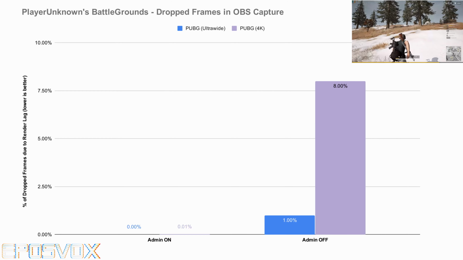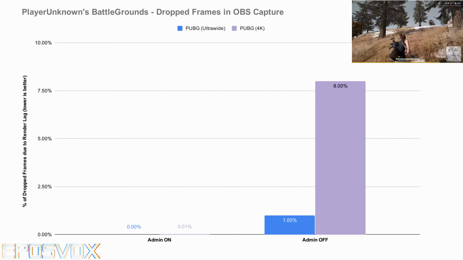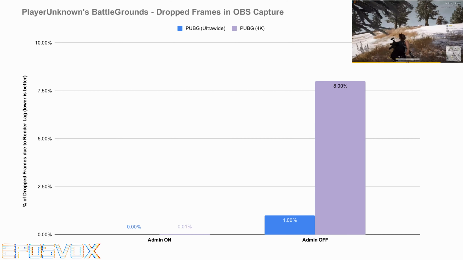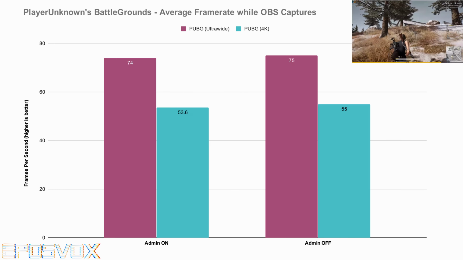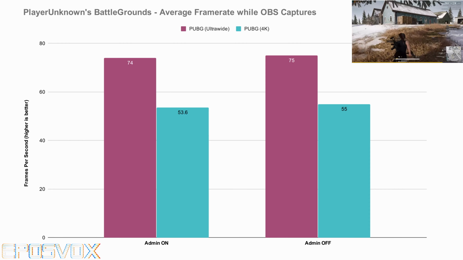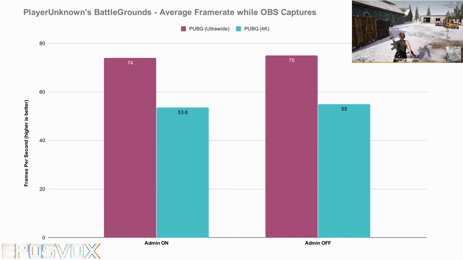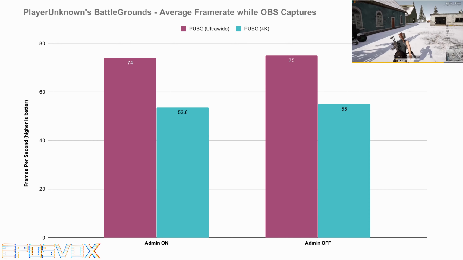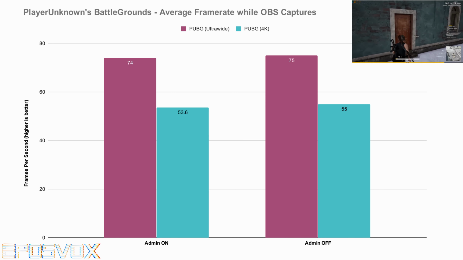Like, it was constantly fluctuating that frame rate. Dropped 8% of frames, the game ran at about 55 FPS on average. With administrator on, it dropped 0.01% of frames, which was just a few in a short burst at one point in time, and the game ran at 53.6 FPS on average. We'll talk about why I'm mentioning the frame rate averages in a moment.